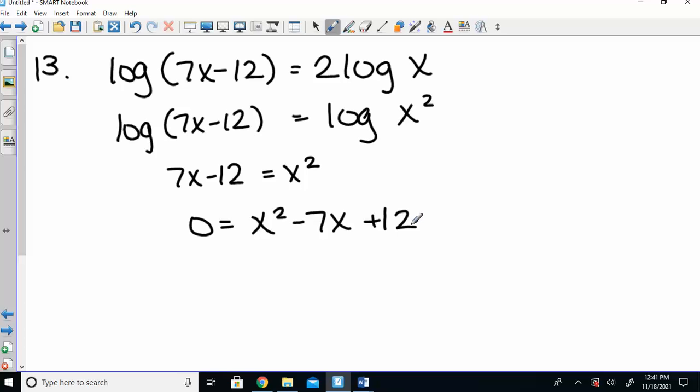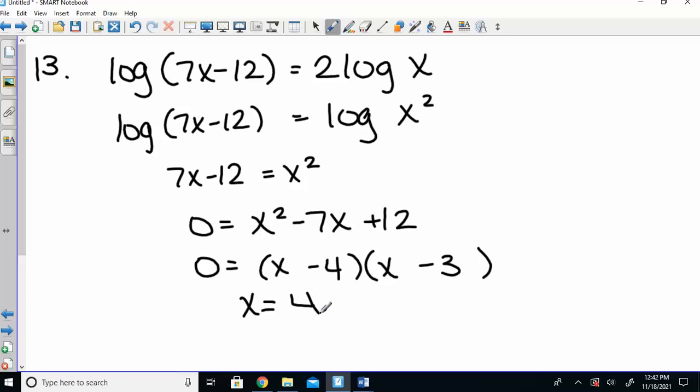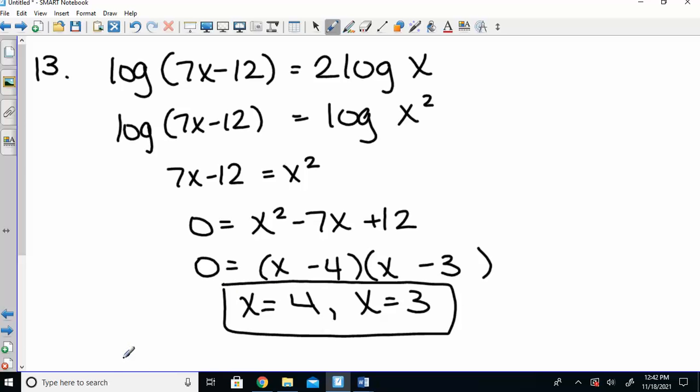All right. From here, what do we do? You can just factor. That's x minus 3 and x minus 4. Right, multiply to positive 12, add to negative 7, so negative 4, negative 3. Set each of those equal to 0, so you get x equals 4 and x equals 3. What do we have to remember to do on every log problem? Check it. The argument has to be positive once you plug it in. So if I do that, 7 times 4 minus 12 is positive, 4 is positive, 7 times 3 minus 12 is positive, so both of these answers work here.